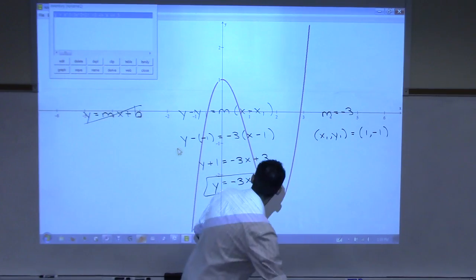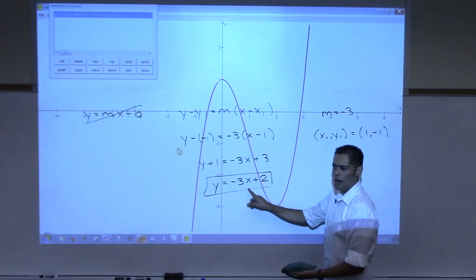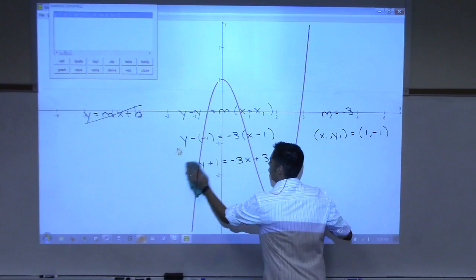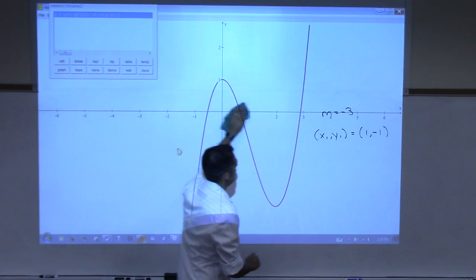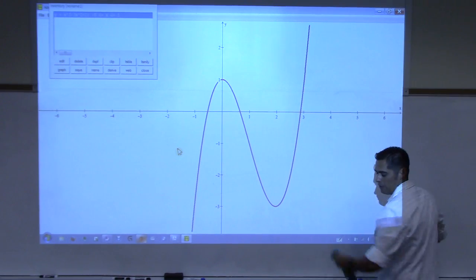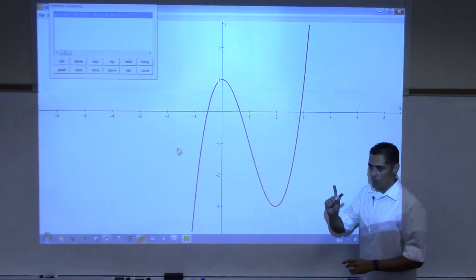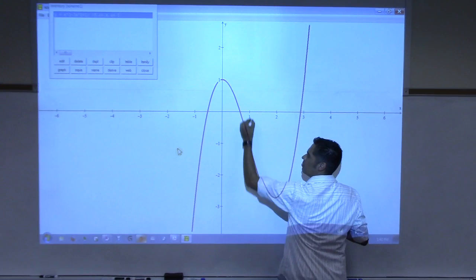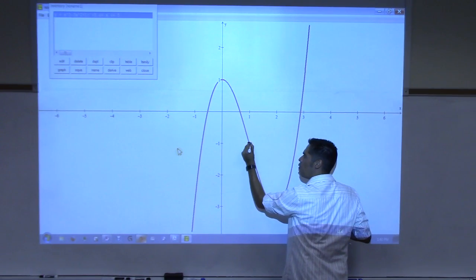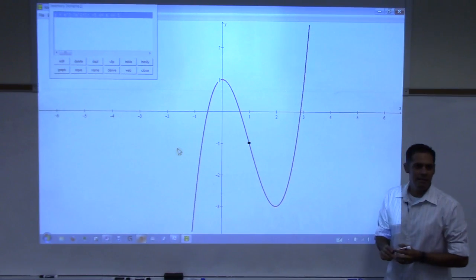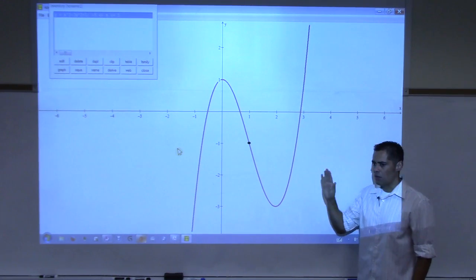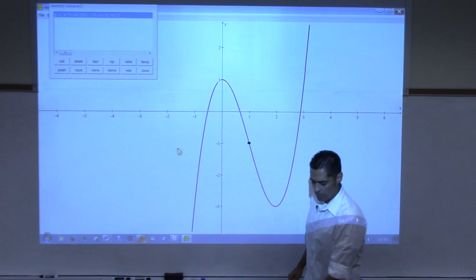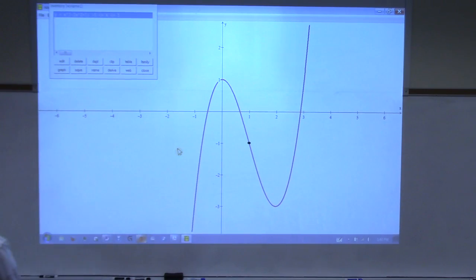And now I'm going to graph this line now, okay? What should happen? What should I get here? I mean, what am I looking for? At 1, negative 1, right here, right? At this point, the line that I graphed should pass through that point and look like it's tangent to the curve. The fact that it's a negative slope makes me feel good.